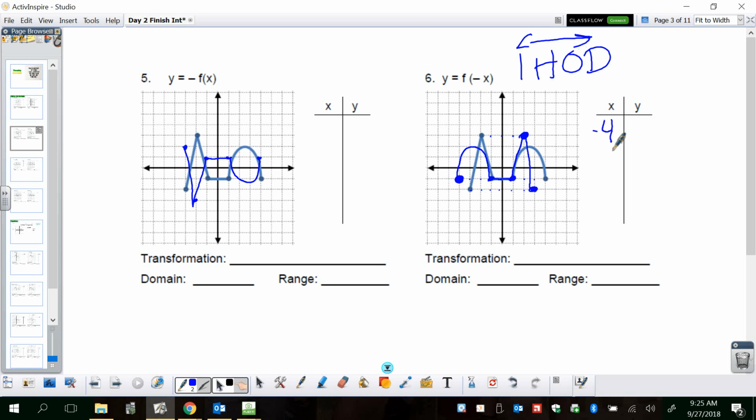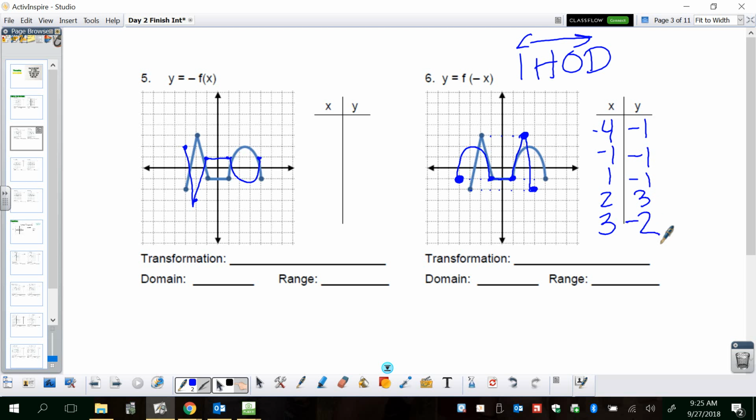-4, -1, 1, 2, 3, and then -4, -1, 1, 2, 3, and 3, -2.